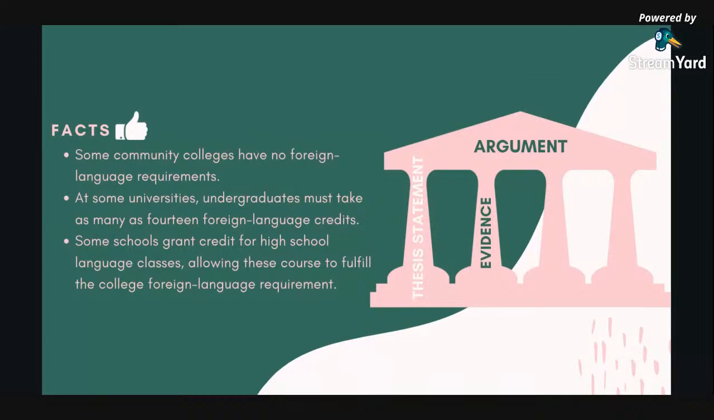So these are some examples. Some community colleges have no foreign language requirements. These go with that thesis statement I gave you a minute ago. So that is a fact. Another one is at some universities, undergrads must take as many as 14 language credits, foreign language credits. That's another fact. It's not debatable. It's just a fact. What it is, what it is.